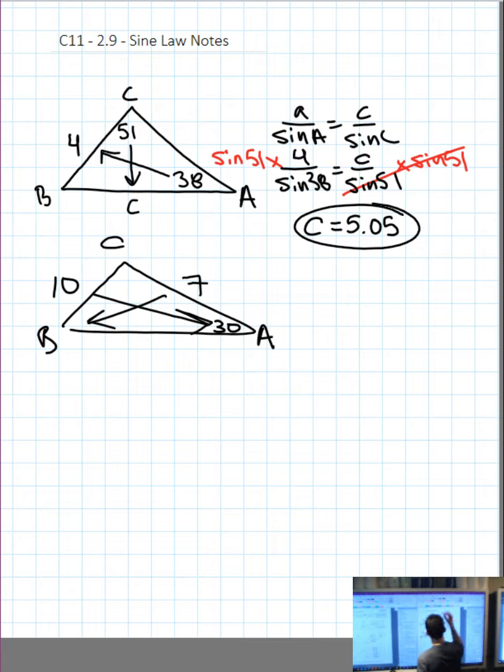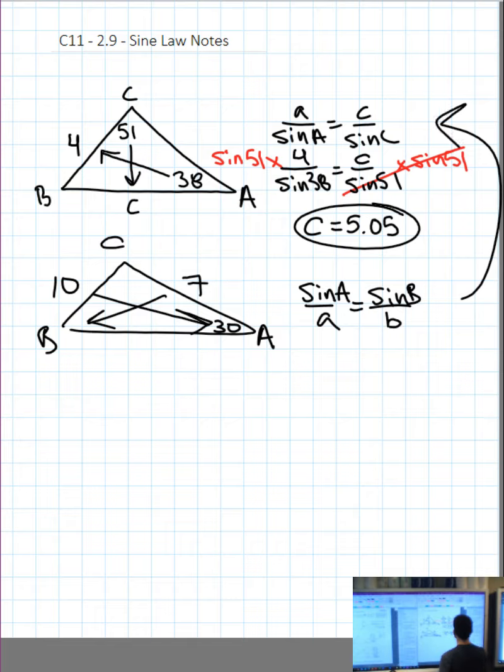Let's put what we're looking for on top. Sine A over a equals sine B over b. Notice we're not using C like we did above. Choose the part that you need. Put what you're looking for on top. It'll just make your algebra so much simpler later. Okay, so let's substitute. Angle A is 30. Side a, opposite of the 30, is 10, equals sine B, we don't know, over 7. So this time we're going to multiply both sides by 7.